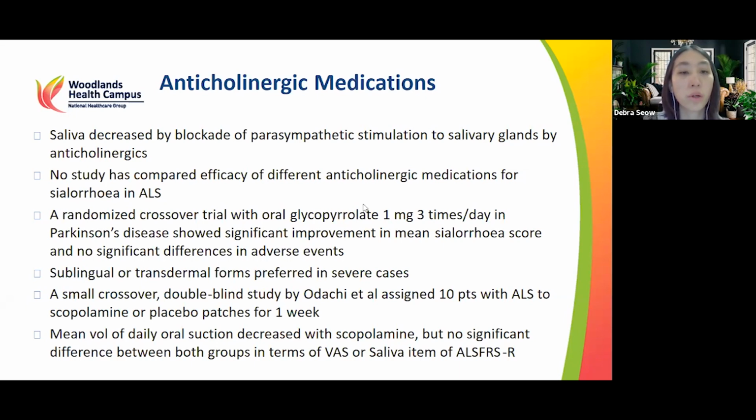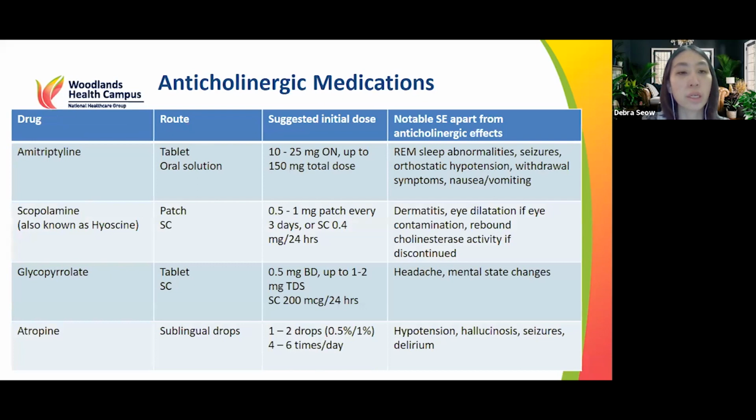And a small crossover double-blind study by Odachi et al. assigned 10 patients with ALS to scopolamine or hyoscine or placebo patches for 1 week. So they found that the mean volume of daily oral suction decreased with scopolamine, but no significant difference between both groups in terms of the VAS or the saliva item of the ALS-FRS revised. So some of the routes and medications are in this table, which you can possibly follow.